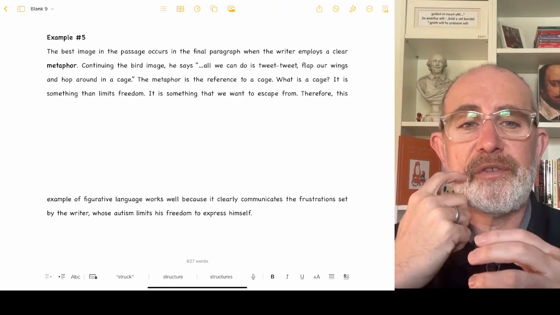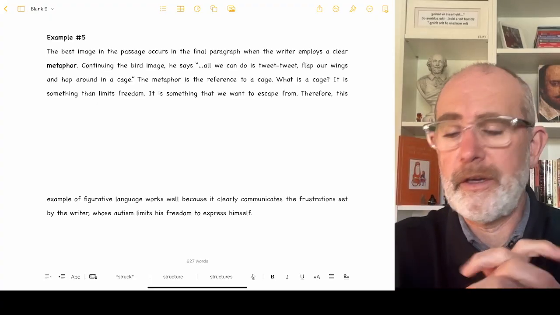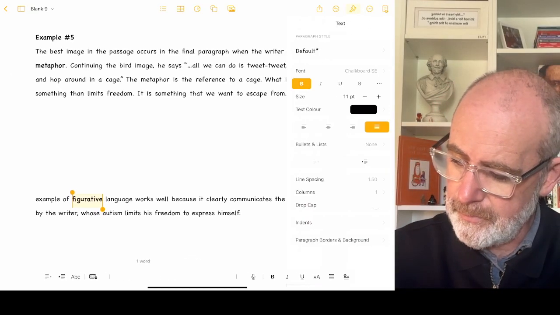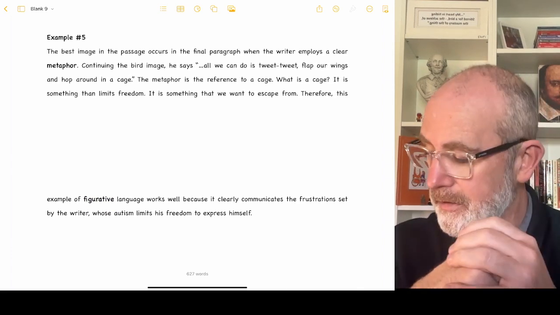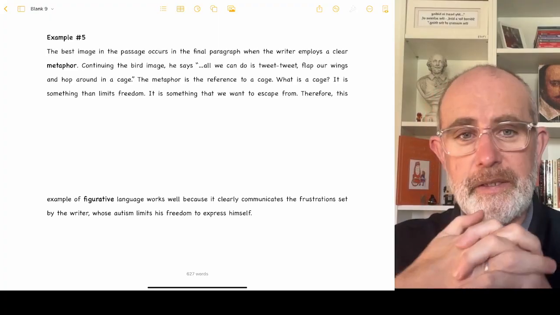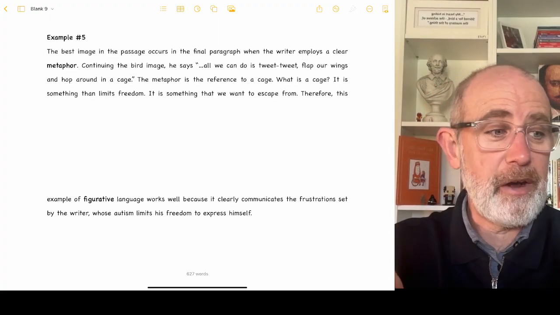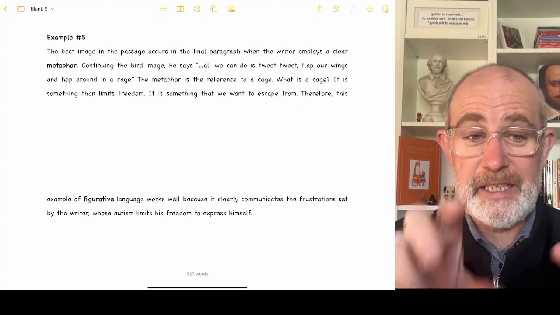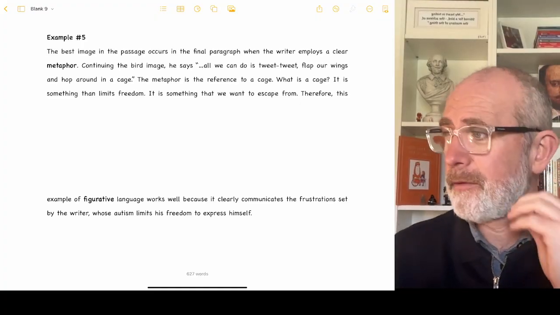It is something that limits freedom. It is something we want to escape from. Therefore, the example of figurative language, and figurative language means the use of symbolism and metaphors. Really good use of language by the candidate here. Works well because it clearly communicates the frustration felt by the writer whose autism limits his freedom to express himself. And if you're saying it clearly communicates it, it's very clear that you enjoyed the use of metaphor in the passage. And if you want to write down, this enhanced my enjoyment of the passage, you can. I don't think you need to.